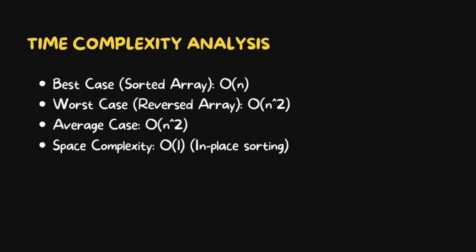In the best case, the time complexity is O(n). In the worst case, it is O(n²). And in the average case, it is also O(n²). The space complexity is O(1). For small or nearly sorted arrays, insertion sort is very fast. But for large random arrays, the quadratic time complexity makes it slower.